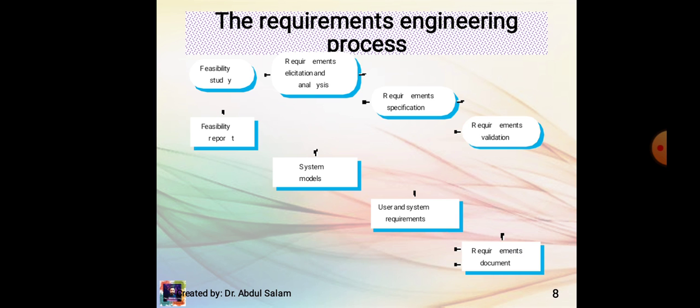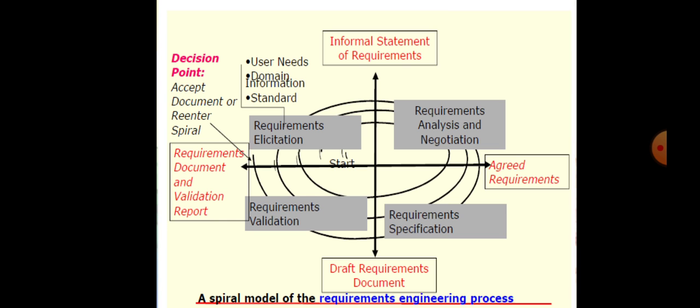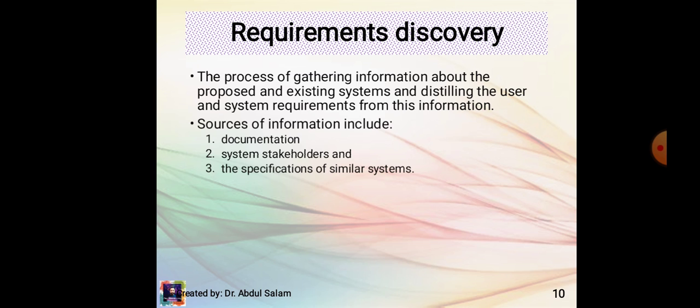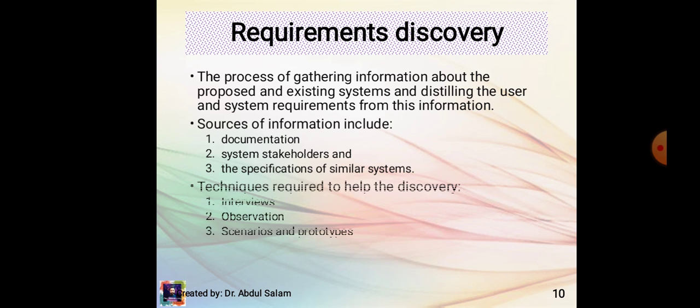The requirements engineering process. Requirements discovery. The process of gathering information about the proposed and existing systems and distilling the user and system requirements from this information. Sources of information include documentation, system stakeholders, and the specifications of similar systems. Techniques required to help the discovery: interviews, observation, scenarios, and prototypes.